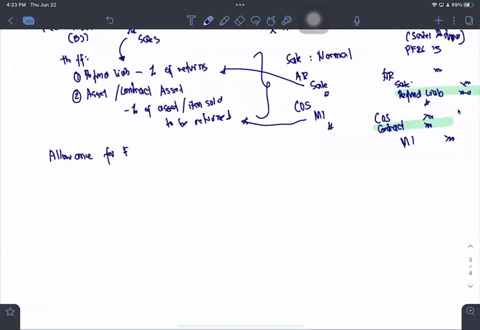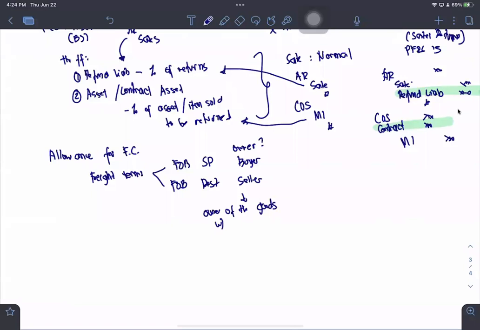Allowance for freight charge. Okay, so in allowance for freight charge, generally, this comes from the basic accounting topic you have learned before in your merchandise inventory. And what is that topic in merchandise inventory? The freight terms. What are the freight terms again? FOB shipping point, FOB destination. So in the shipping point, who owns the goods? It is the buyer. In destination, who owns the goods? Seller. When we talk about owner, it is the owner of the goods while it is in transit.